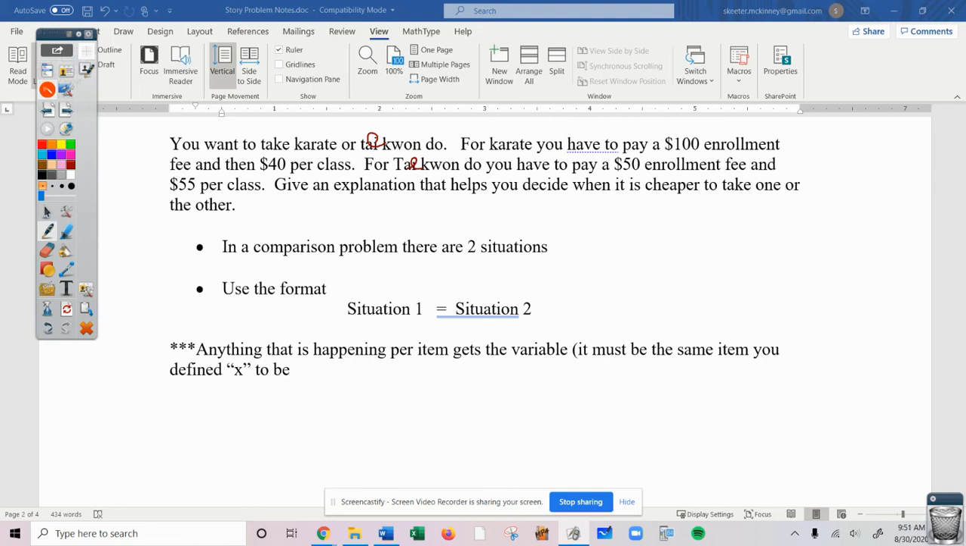And in this situation, what we're going to do is set 2 things equal to each other to actually find when they're equivalent, right? If we set situation 1 equal to situation 2, we'll figure out when they're equal to each other and then interpret from there. Okay, so in this situation, we have the option of karate and we have the option of taekwondo. So we're setting those 2 things equal to each other.